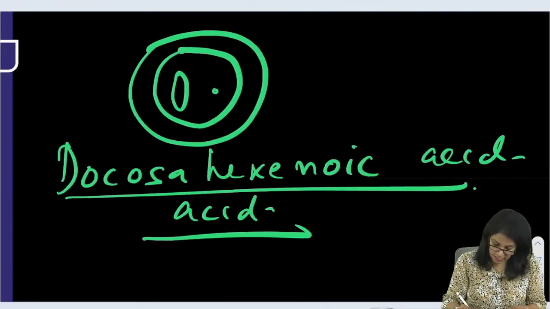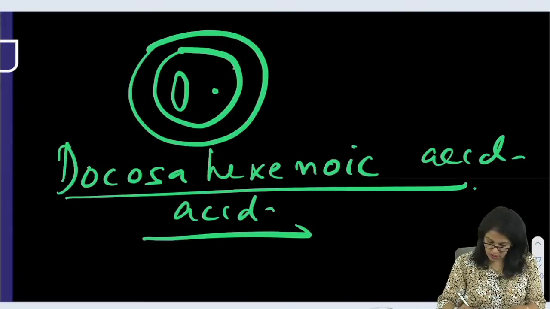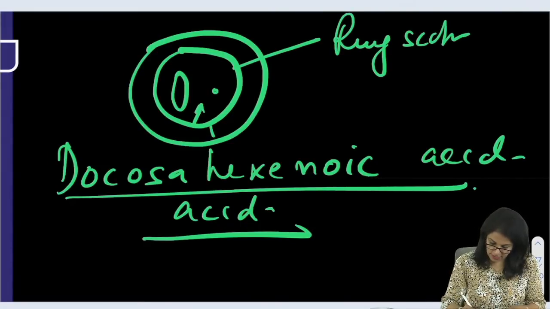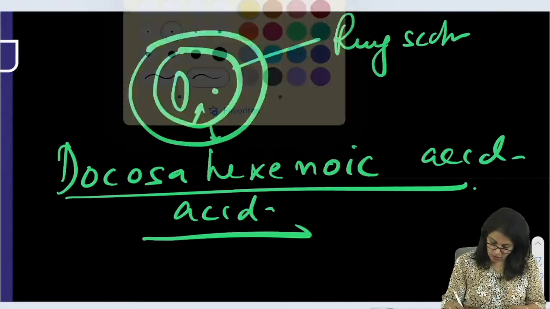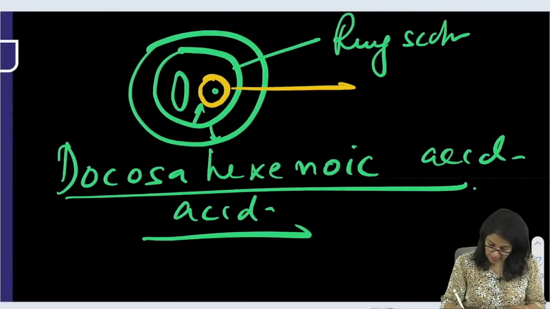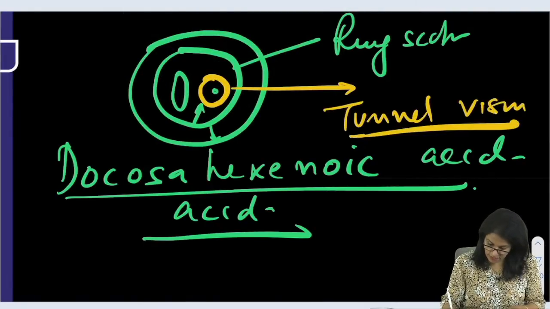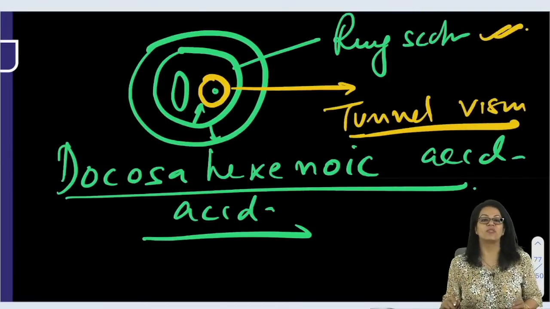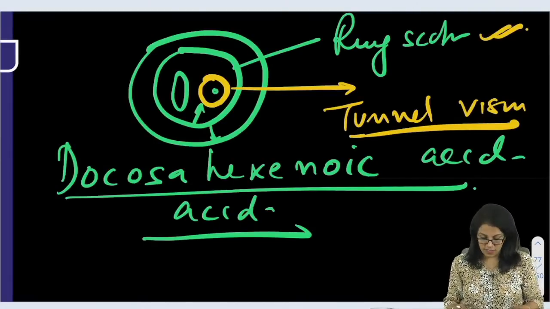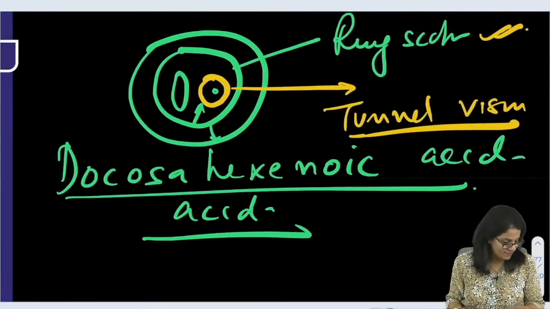What happens first? Ring scotoma, and late, so this is your ring scotoma and then when it progresses, only a small field is left behind, this is what is tunnel vision. So, late stage tunnel vision, early stage ring scotoma. Okay. So, these are important questions on RP.